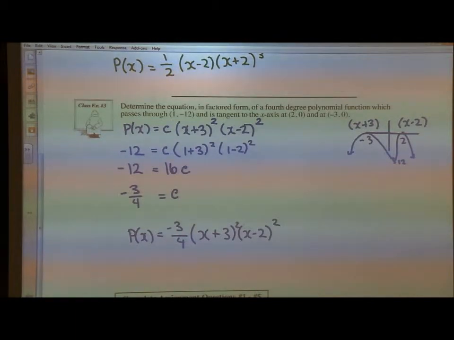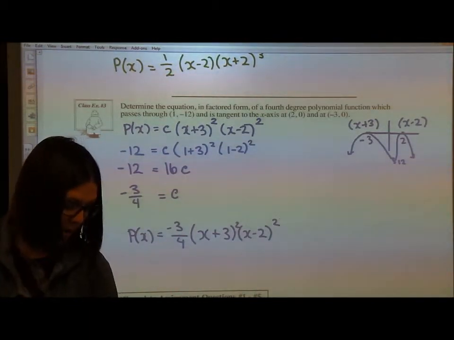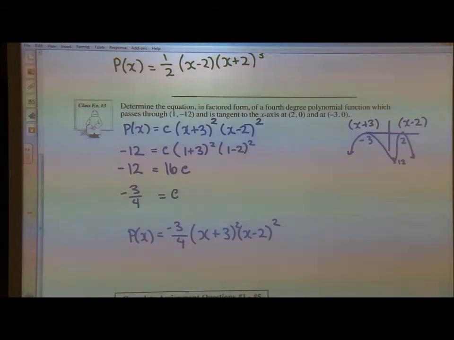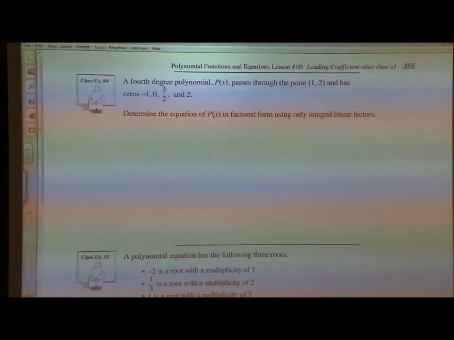Okay. There's 2 more examples left that just deal with some rational zeros that we have to change into factors. So we'll look at those 2 next, and then you can have all of the questions at the same time. So a 4th degree polynomial function passes through the point (1, 2), and it has zeros of negative 1, 0, 3/2, and 2. So it says determine the equation in factored form using only integral linear factors.